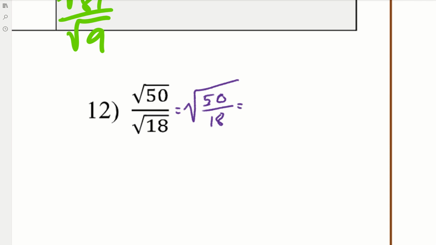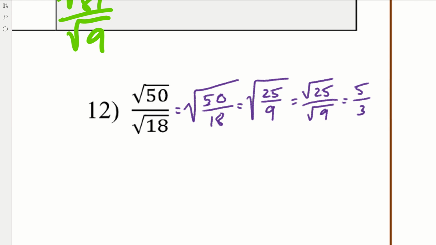So what I can see here is that these are both divisible by 2. 2 goes into 50 25 times, and 2 goes into 18 9 times. So that made this way easier, because now when I write this as 2 different radicals, I can easily see that those are each perfect squares and simplify to 5 over 3.